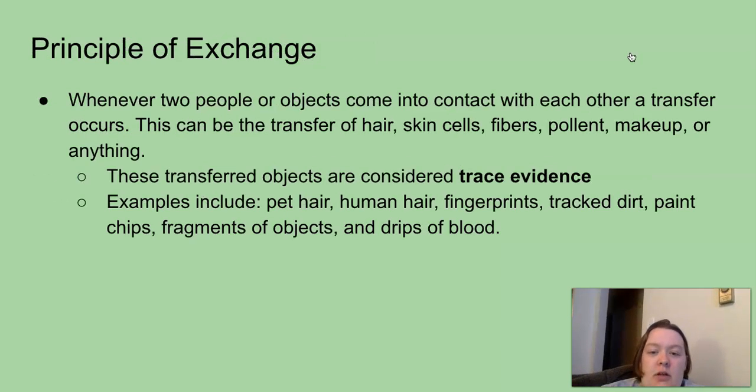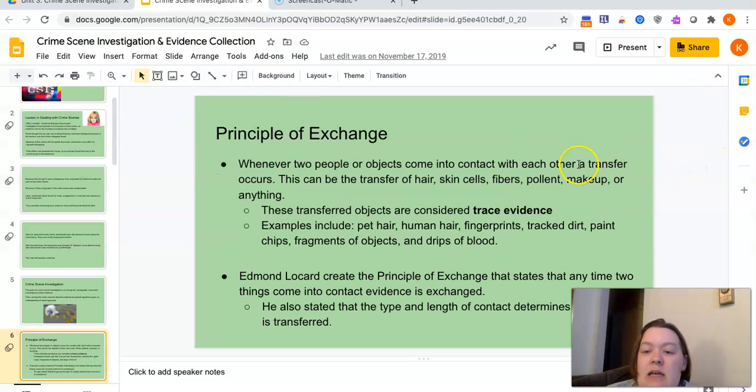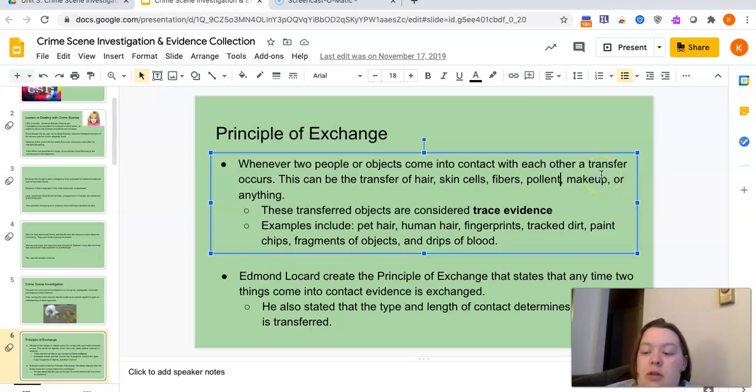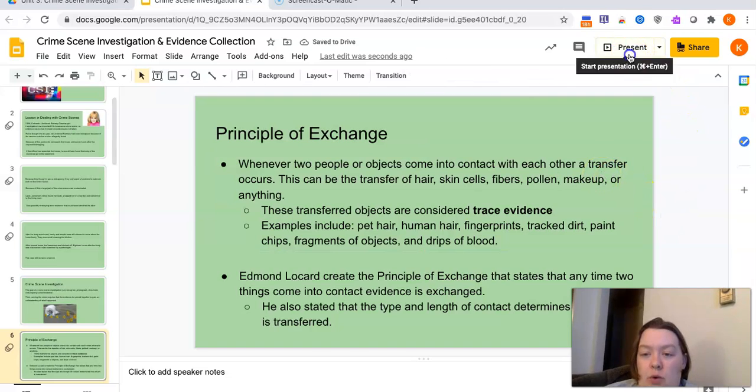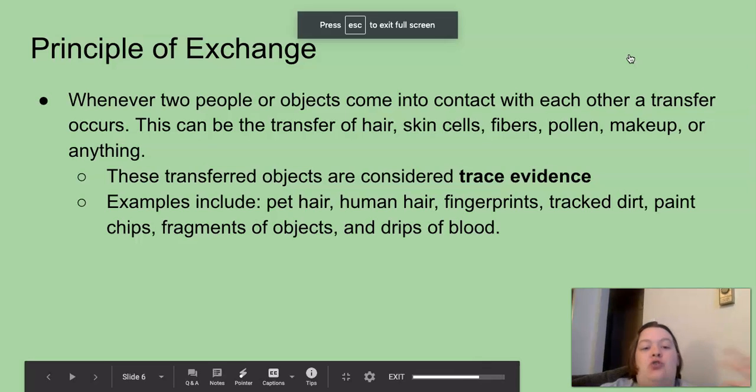All right, so the principle of exchange. This is going to be really, really important in investigations. The principle of exchange states that whenever two people, two objects, or a person and an object come into contact with each other, transfer occurs. Some type of transfer. It could be hair, skin cells, fibers, pollen, makeup. Literally, it can be anything. But whenever two things come into contact with one another, something is transferred.